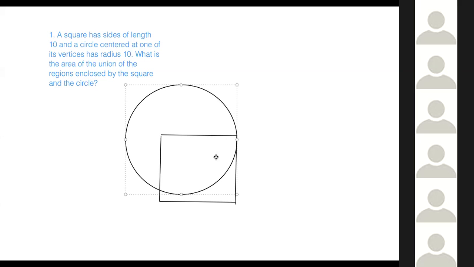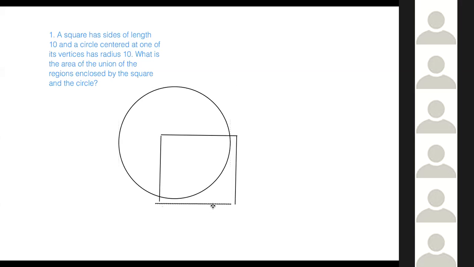So the key points here: it's pretty clear once you have a diagram. What we want to do is take the union of the area of the circle and the square. We know the circle is centered at this vertex of the square, and if it has radius 10, then the area of the circle is 100 pi, pi r squared. But we only want 3/4 of the circle, because we don't want to include this quarter of the circle.